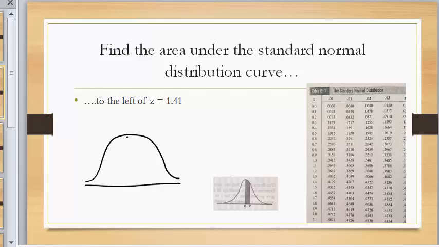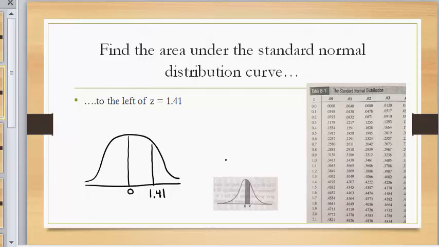Remember, we put a line down the middle, and that is 0, or our mean. So the first thing that I want to do is mark off the 1.41. Remember that since it's positive, it's going to go somewhere on the right-hand side of the curve. So I'm going to draw a line, and I'm going to call this 1.41. Now, the problem says that we want to find the area to the left of that value. And so I'm going to shade everything to the left of that value.